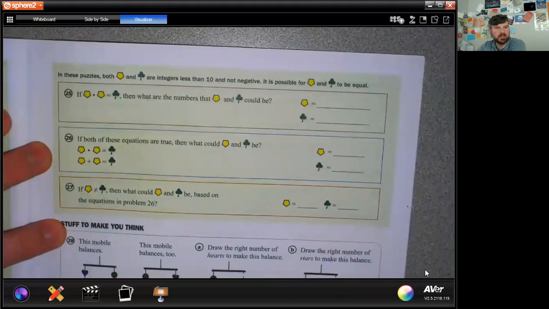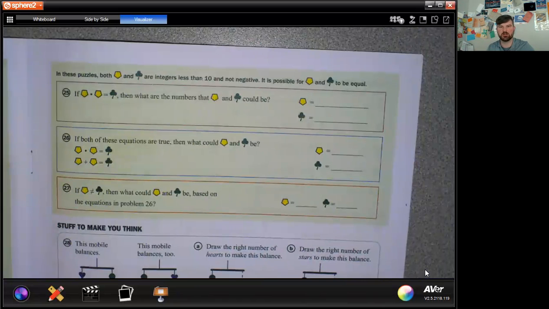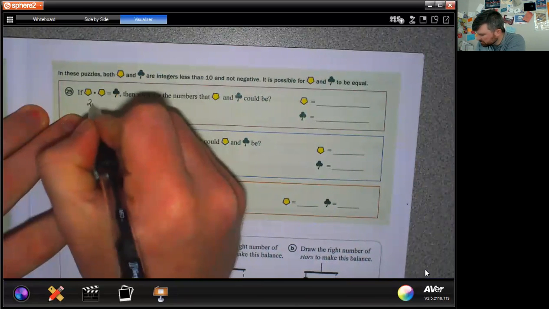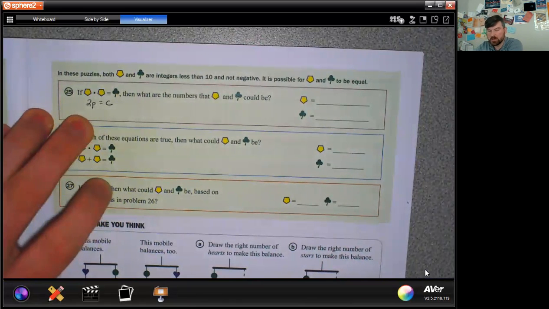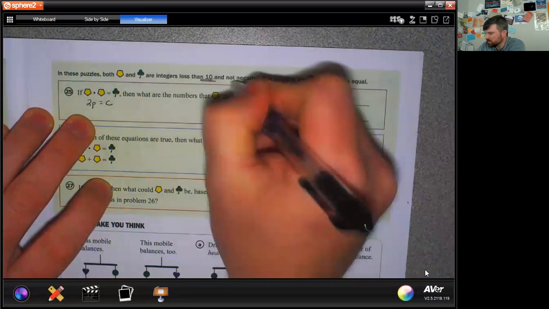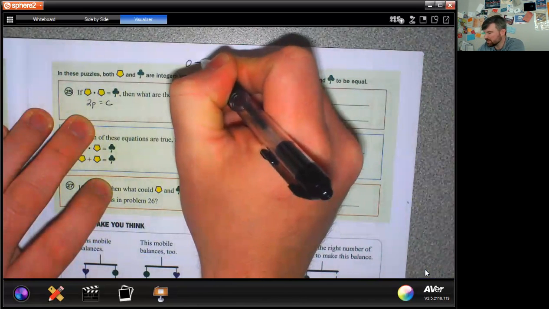In these puzzles, both the pentagon and the clover are integers less than 10 and not negative. It is possible for the pentagon and the clover to be equal. Okay, so if 2 pentagon equals a clover, what are the numbers that the pentagon and the clover could be? Okay, we'll start with the smallest one. Okay, they're less than 10 and they're an integer, not negative. So that's 0 through 10, or well, actually 9 if it's less than 10.